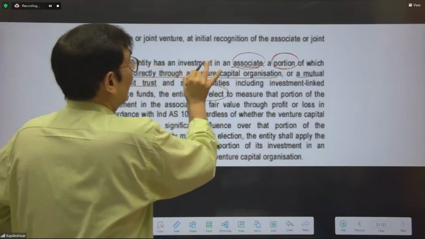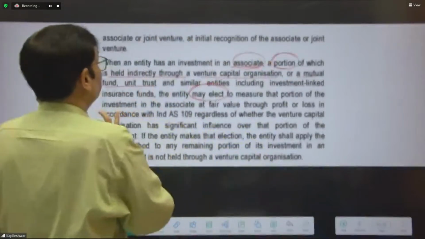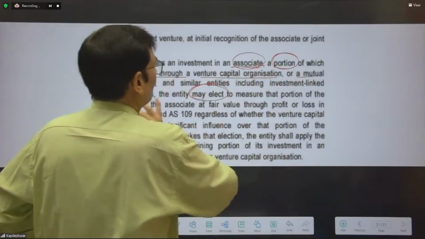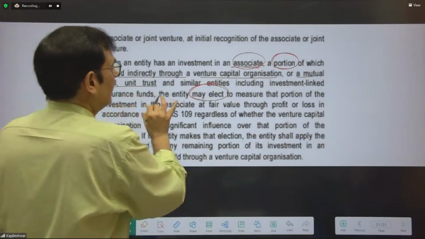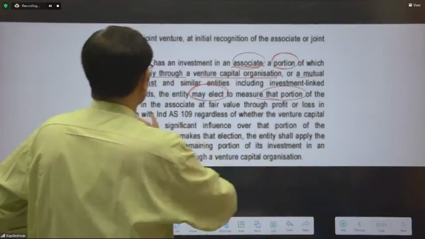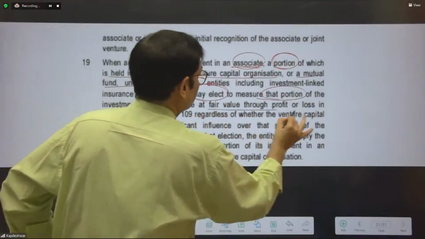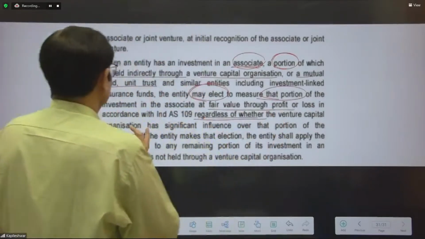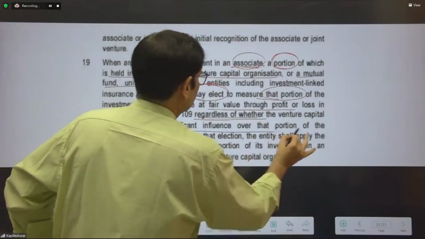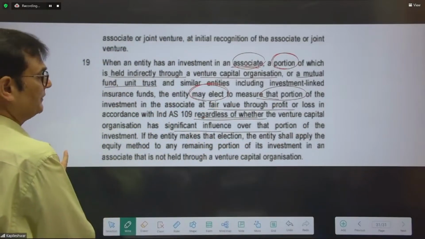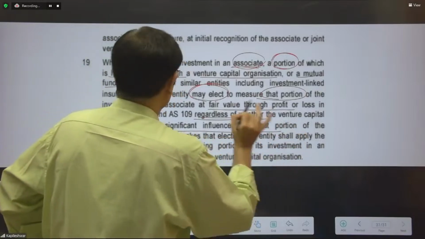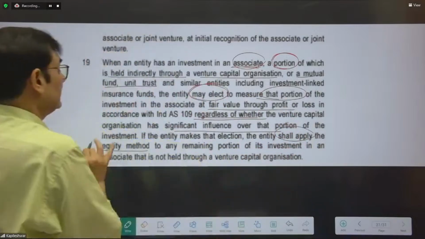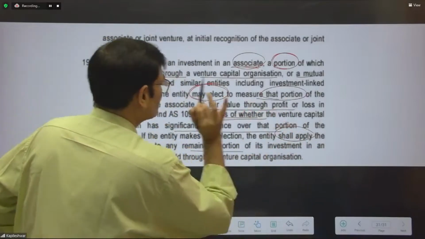When an entity has an investment in an associate, a portion of the investment held indirectly through a venture capital organization, mutual fund, it says the entity may elect to measure that portion of the investment at FVTPL in accordance with 109, regardless of whether the venture capital organization has a significant influence over that portion of the investment. If the entity makes that election, it shall apply the equity method to any remaining portion of the investment.